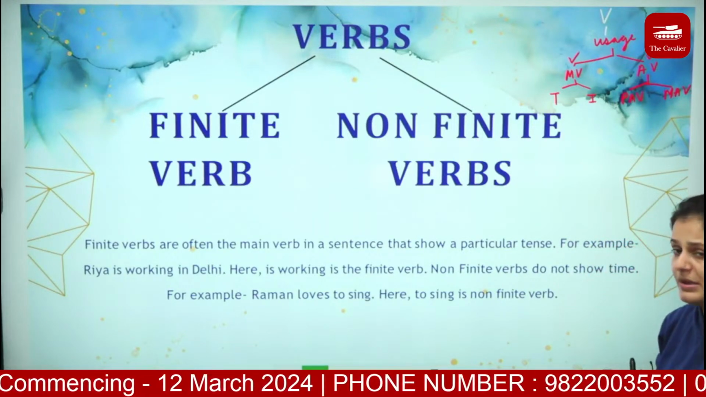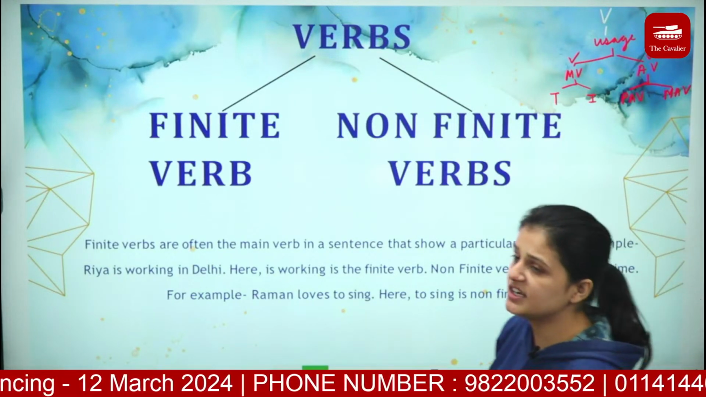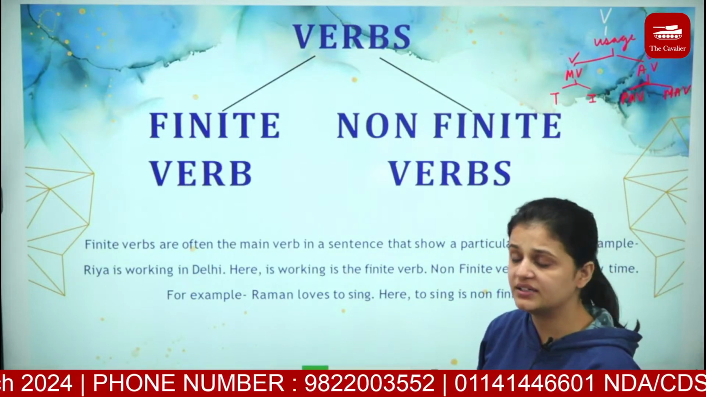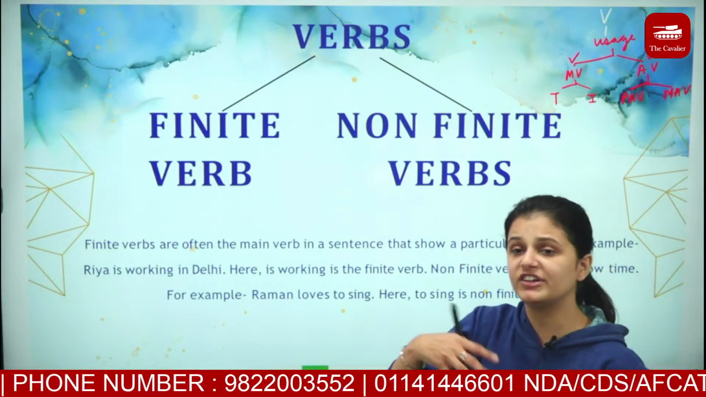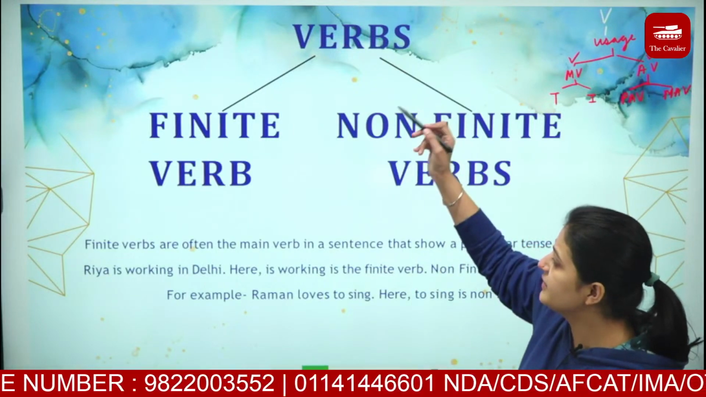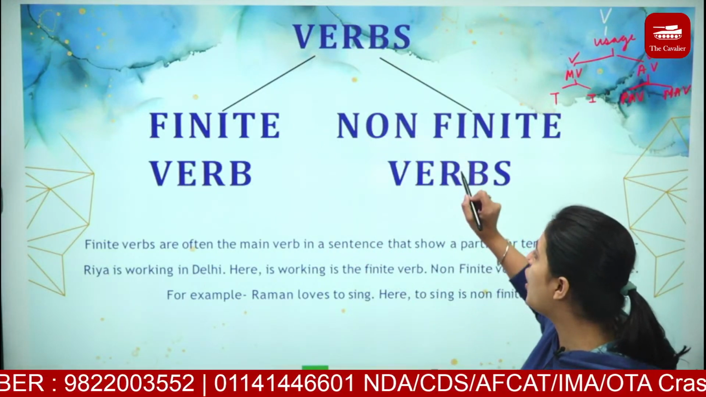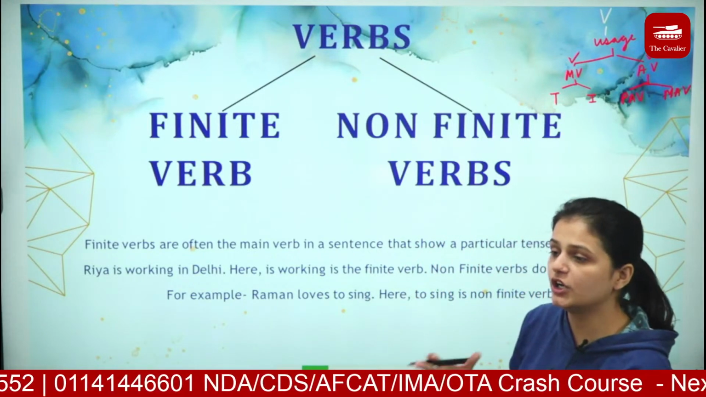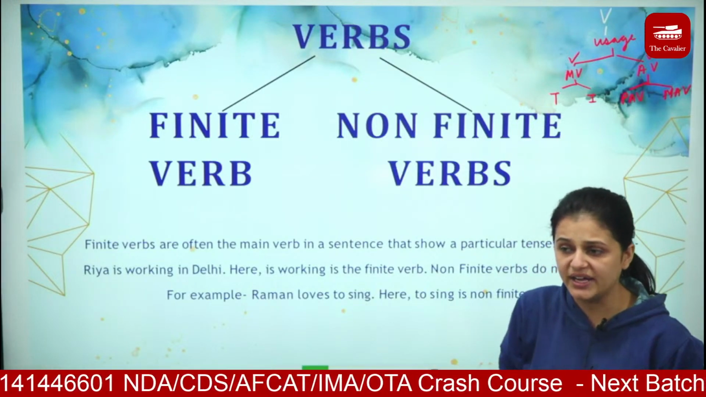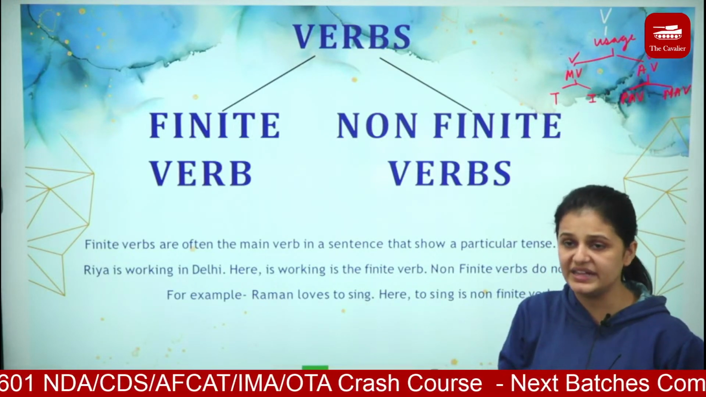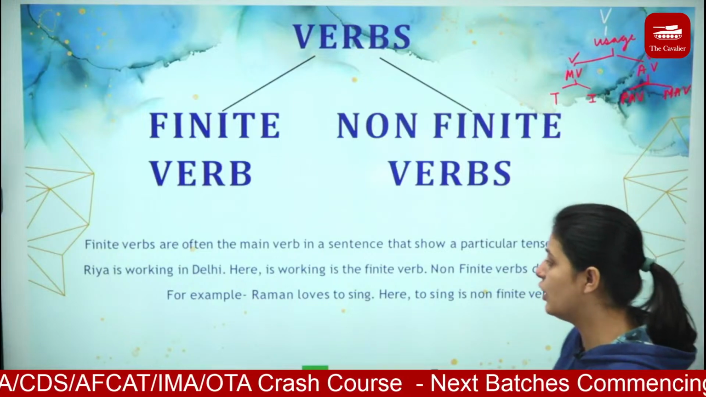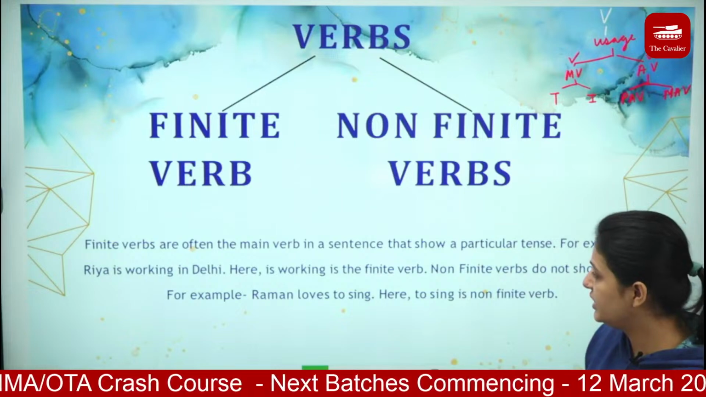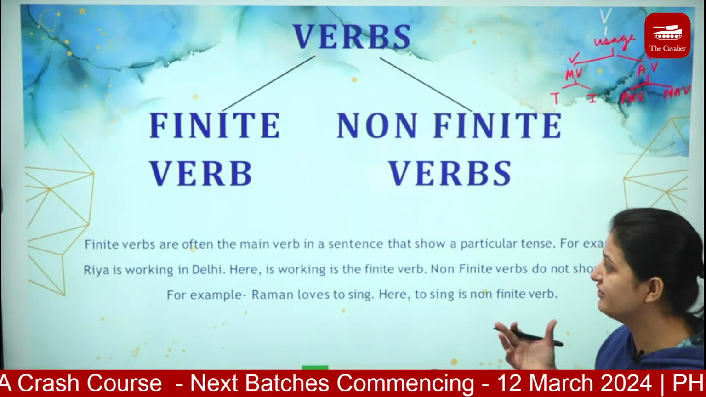Now we will be moving ahead to another division, another categorization, which is on the basis of tense, that is sense of time. Okay, we divide verb into finite verb and non-finite verb. Finite verb is the verb where we are talking about the sense of time in the sentence, which is tense. In non-finite verb, we are not talking about the sense of time. There is no reflection of time.